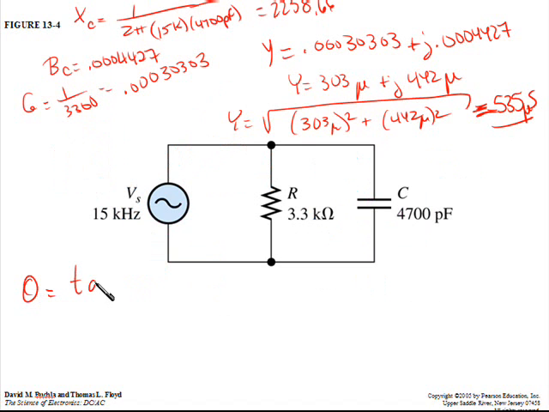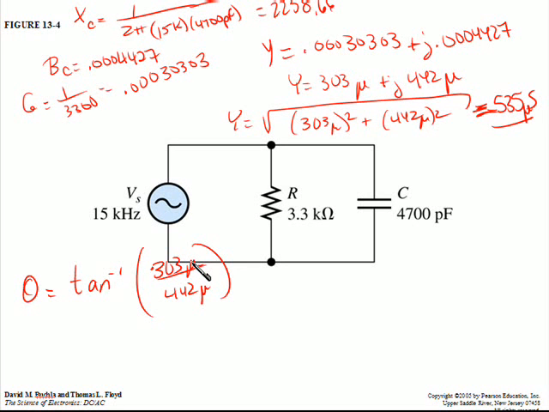Now the angle theta is going to be the inverse tangent. Now it's opposite, so it's going to be 303 micro over 442 micro. So it's 303 divided by 442, inverse tangent, and I get 34 degrees. That's wrong.